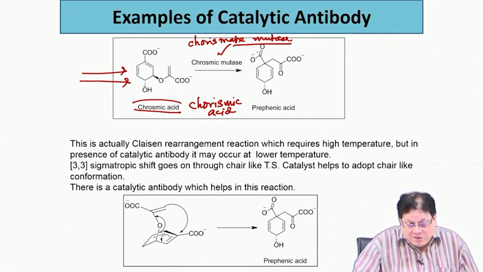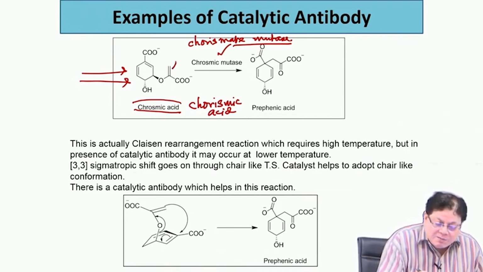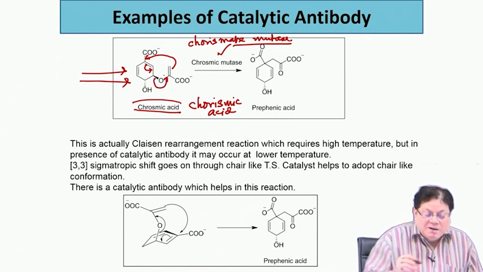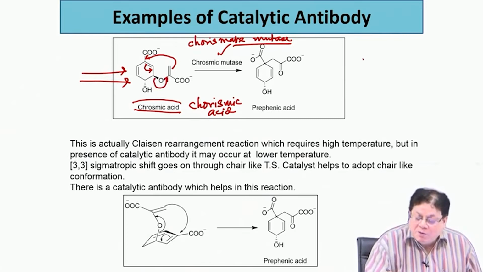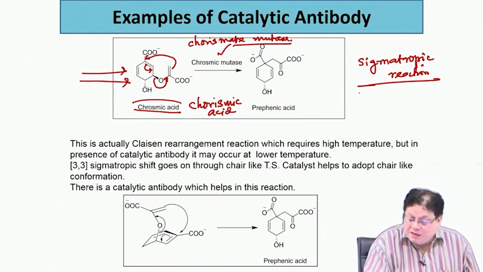Now, if you look at this reaction, if you want to do it chemically, you can, but you have to heat it at a very high temperature. And a reaction that happens in organic chemistry, we do it like this: this bond goes here, this comes there, and that goes here. Okay. This is an example of what is called a sigmatropic reaction, and specifically this is called a 3,3 sigmatropic reaction.